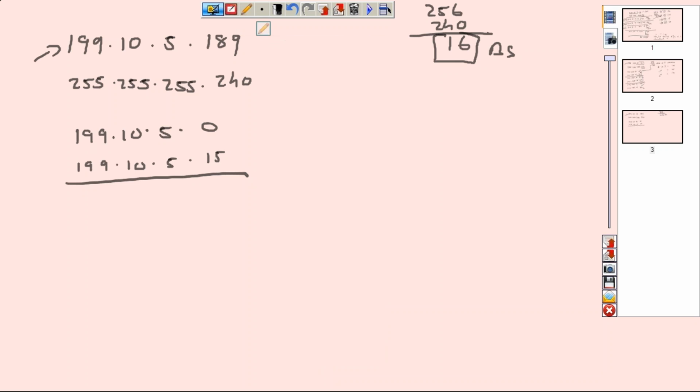So obviously 189 is not in there, right? So we keep going. 199.10.5. What is the next one? 16 to 31. Obviously not in there. 32 to 47, which is 48 minus 1. Still not in there. Then 48 to 63.